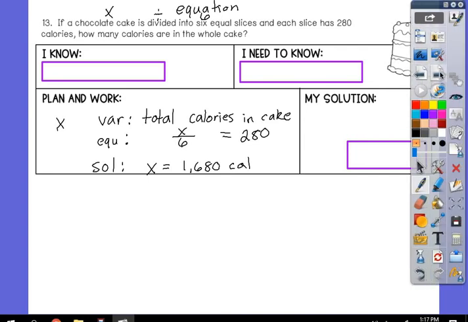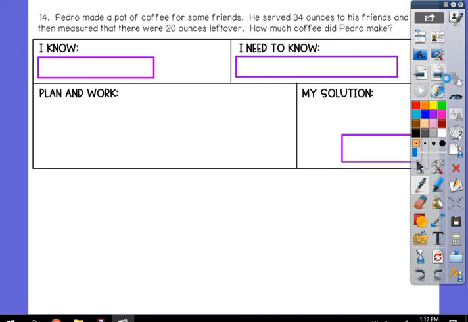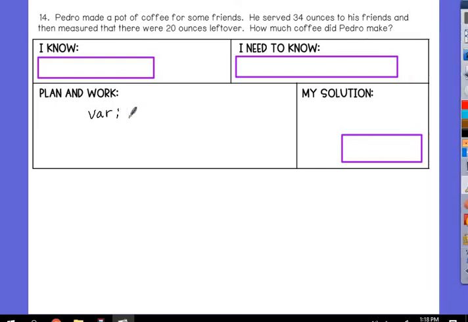Okay, 14. Says, Pedro made a pot of coffee for some friends. He served 34 ounces to his friends, then measured that there were 20 ounces left over. How much did Pedro make? So I first need to define my variable. It's my unknown. Well, what's unknown based on our question? How much coffee did Pedro make? How can I reword that simpler like I just did? Total coffee made. Beautiful.